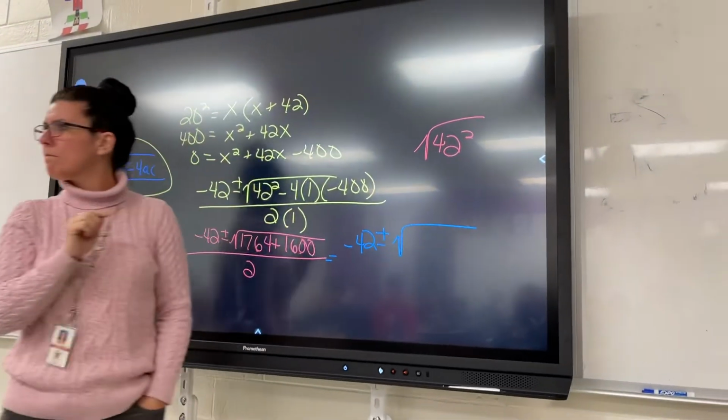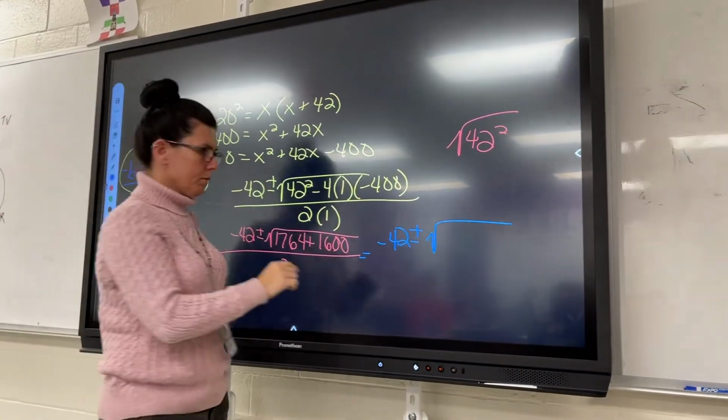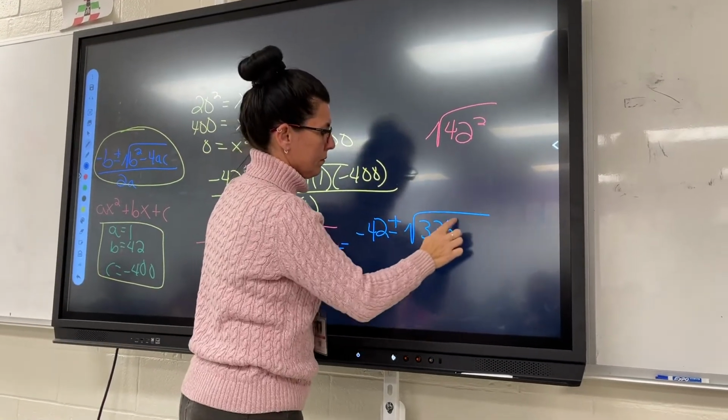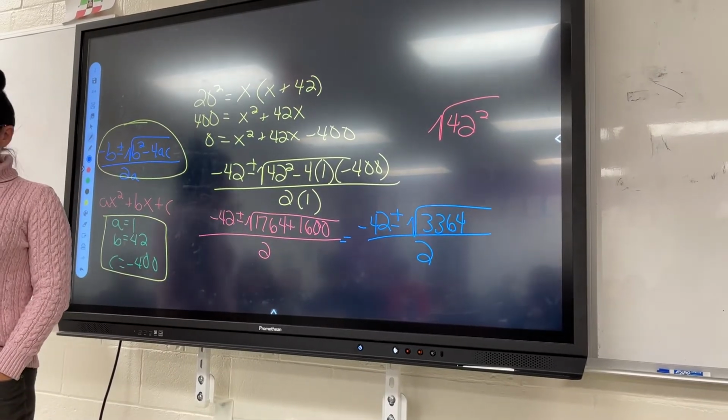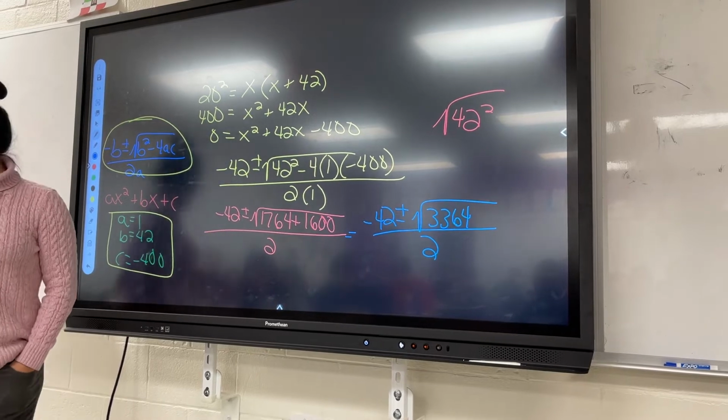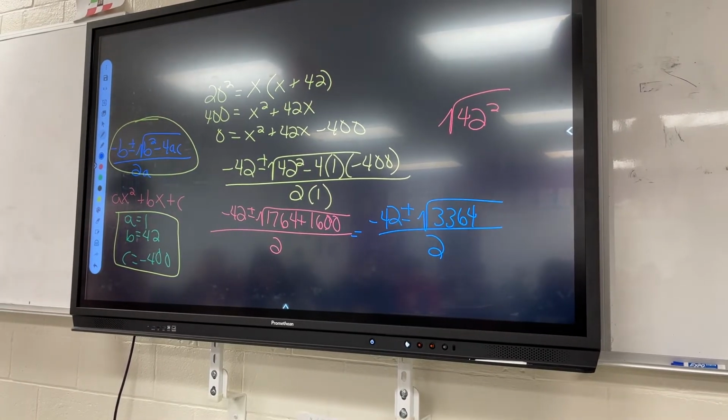At this point, I'm going to square root. I'm still trying to simplify that part. So when I square root 3,364, I get 58.